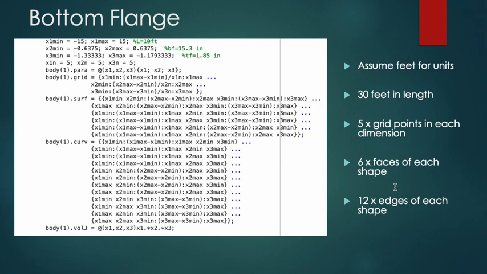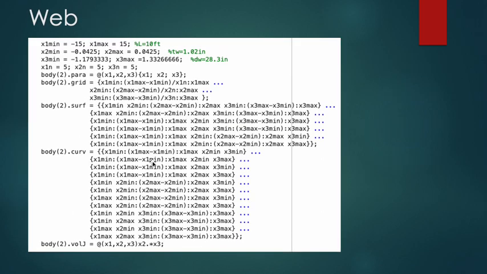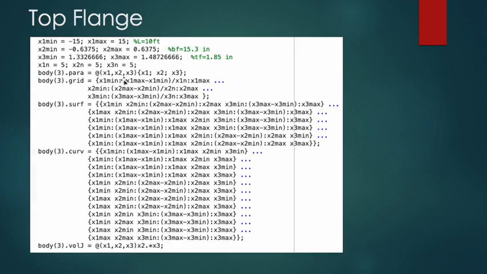And since each flange and the web are cubes, they have 6 faces and 12 edges, and those are defined here. Here's the web itself, and really the only difference in the code is just where the web placement is. And then the top flange, and the only difference in this code is that I wanted to set it on top of the web to make obviously that wide flange shape. So that's the only difference there.